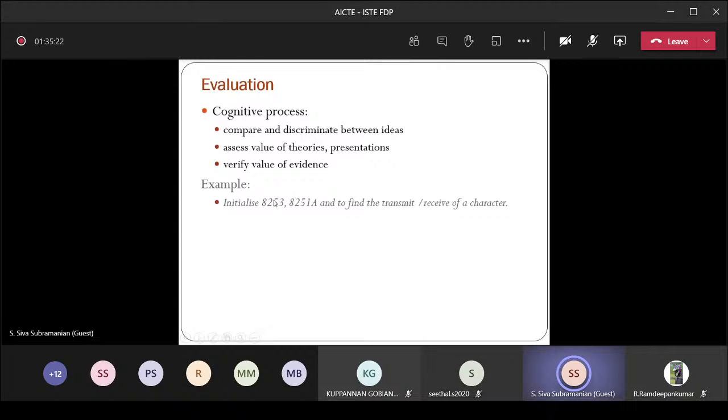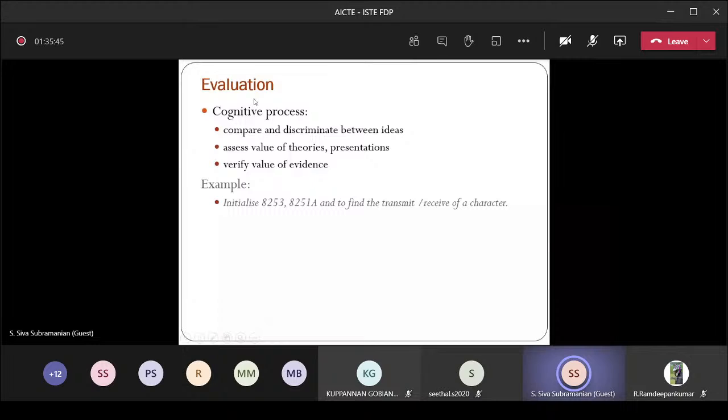So whenever you connect a peripheral device to such devices, you are supposed to first initialize them. You first have to understand what this is, then connect it to the mother processor, where you will initialize, then transmit and receive, send and receive a character. So it is a big, lengthy process. That's why it is an evaluation process.